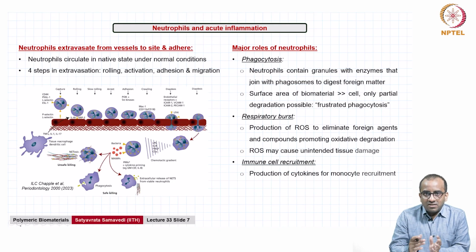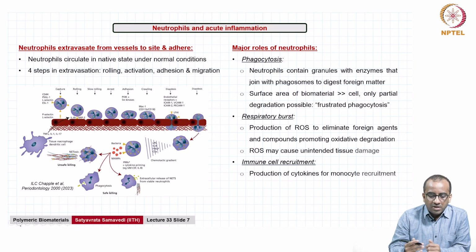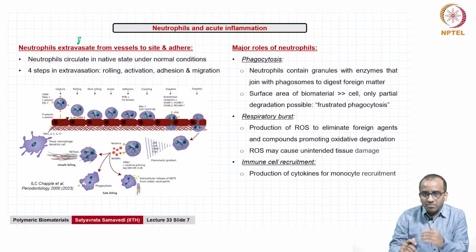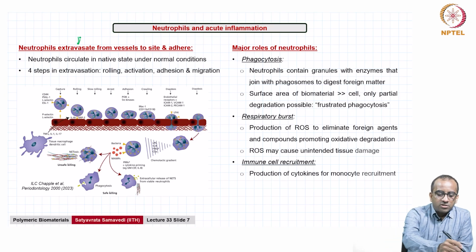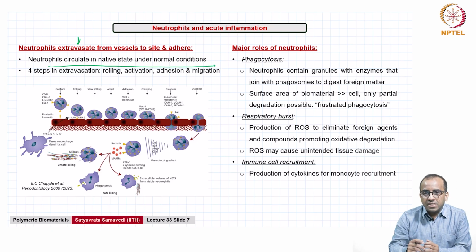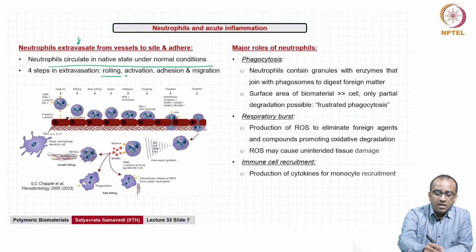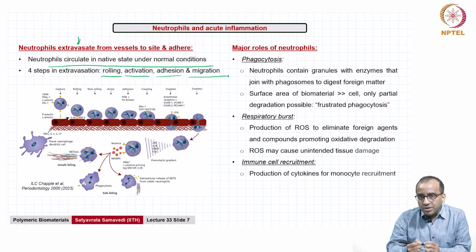So, we've already hinted at the role of neutrophils. So, let's look at their contributions to acute inflammation in more detail. Essentially, neutrophils in the blood undergo a process called extravasation from the vessels to the site and adhere. Under normal conditions, these neutrophils circulate in the native state within the bloodstream. But once there is an injury or an implantation, there are 4 key steps that these neutrophils will undertake to migrate to the site of tissue. They include rolling, activation, adhesion, and migration.